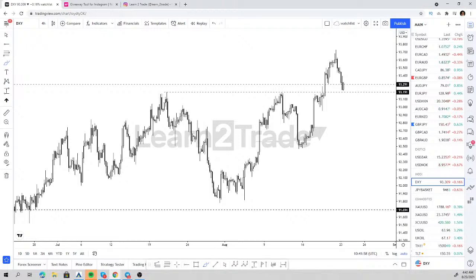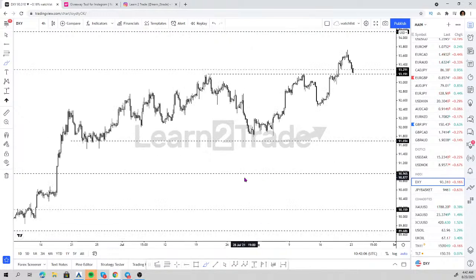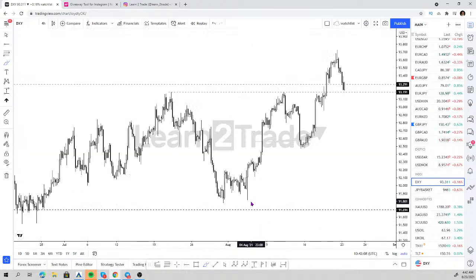The DXY is the U.S. dollar currency index, right? It's a basket of the most traded U.S. dollar currency pairs that gives you a gauge on how the U.S. dollar is trading, right?